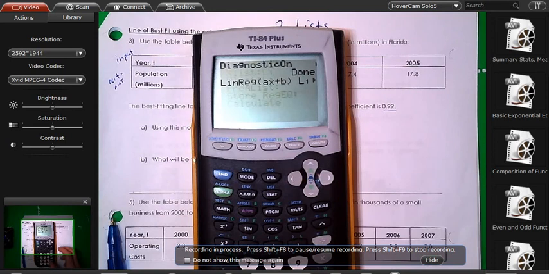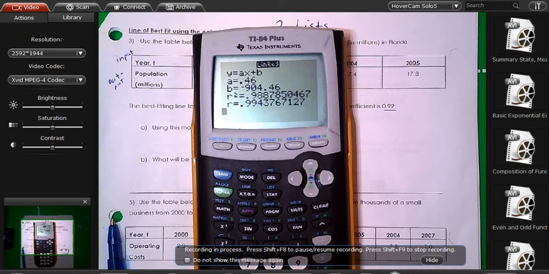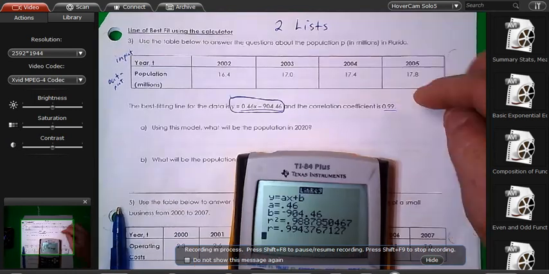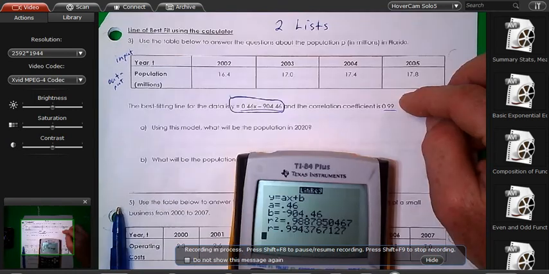Okay, now, not only do you see A and B, you also see R squared and R. We don't care about R squared. That's the correlation coefficient squared. We don't care about that. All we care about is R. Is it the same thing as your paper says? 0.99. Yes, they just rounded. And you're going to round to 2 decimal places. So yes, we got it right.